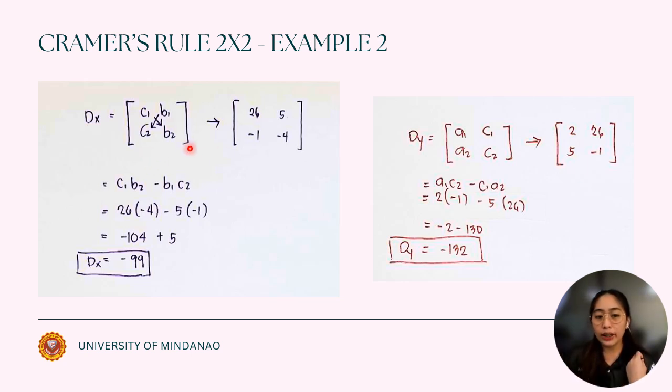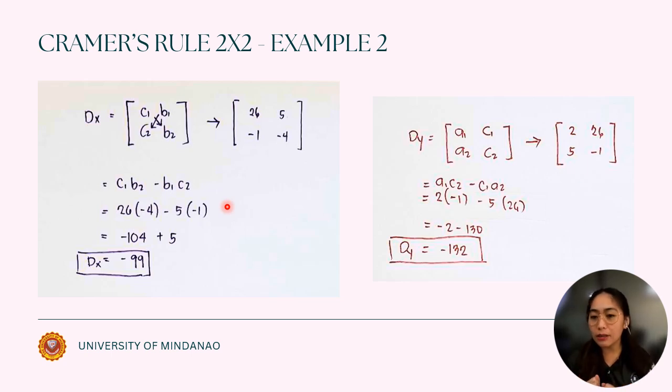So c1 and b2: 26 times negative 4 minus 5 times negative 1. So 26 times negative 4 is just negative 104, and negative 5 times negative 1 is 5. So negative 104 plus 5 is negative 99. So that's our D sub x.